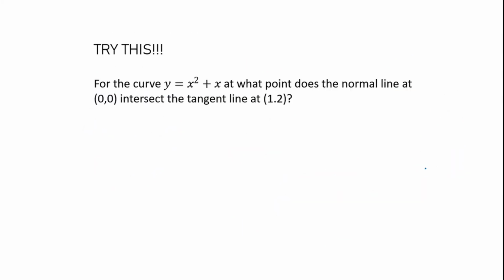So try this. For the curve y is equal to x squared plus x, at what point does the normal line at 0, 0 intersect the tangent line at 1 and 2? This is 1 and 2, comma. So try this at home.